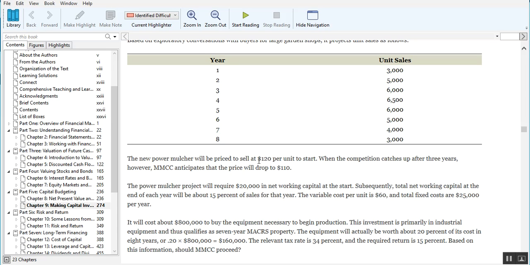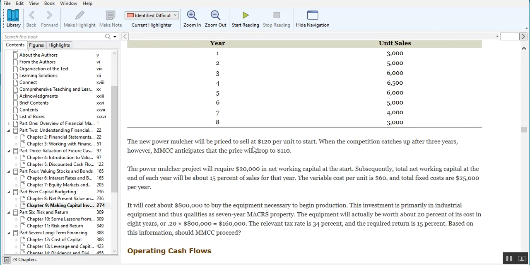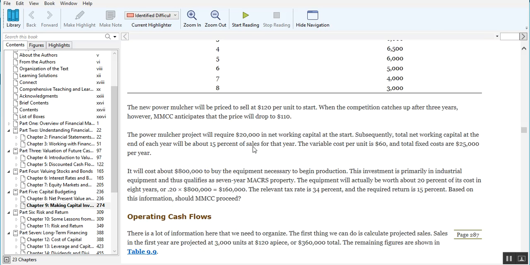We assume that we're going to sell this at $120 a unit when we start out, and then after a few years we're going to drop the price to $110 because we'll have more competition. We have some other facts. The variable cost per unit is $60. Fixed costs are $25,000 a year, and the net working capital that's needed at the end of each year will be about 15% of sales for the year.